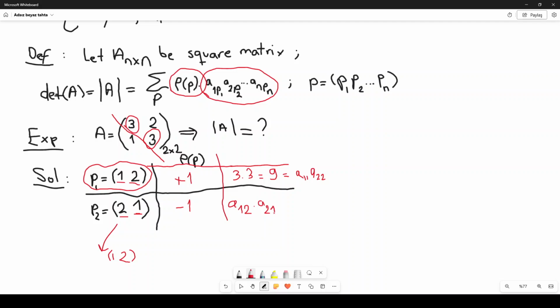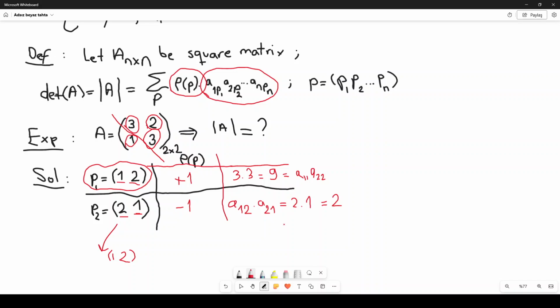So I just write that. These are the entries that we need to multiply with respect to the given matrix: A12 times A21. What are these values? A12 is 2, right? So I write its value, 2 times, and what is the value of A21? This is 1, right? I put the value here. So we have 2 here.